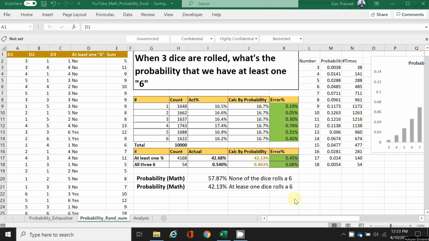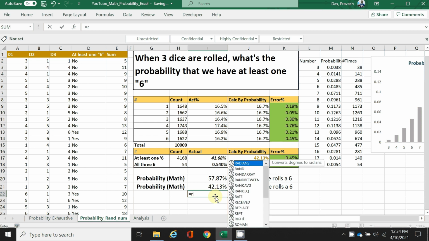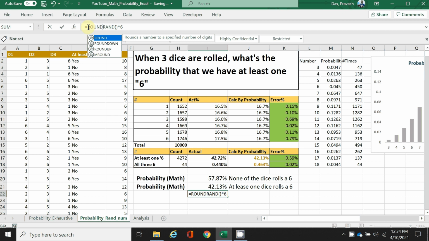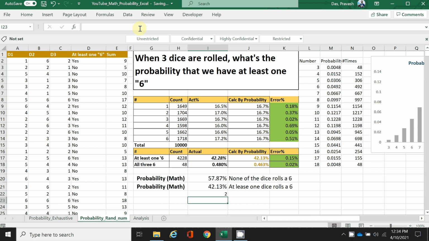So let's try a function called rand because we need to generate random numbers, right? So let's use rand. The rand function generates a random number from 0 to 1. So we multiply it by 6. It gives numbers between 0 to 6, and we round it up to 0 decimal. There you go. So this function gives natural numbers from 1 to 6 randomly, just like your dice.